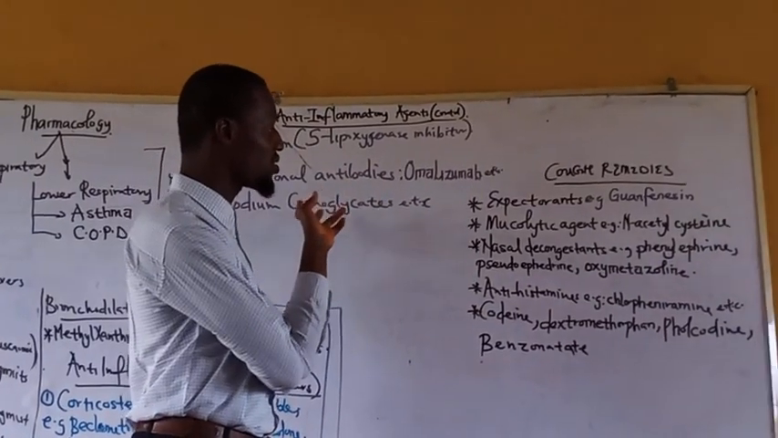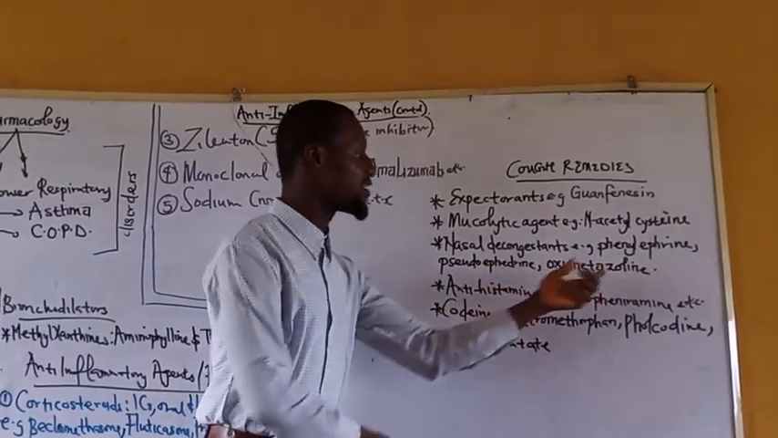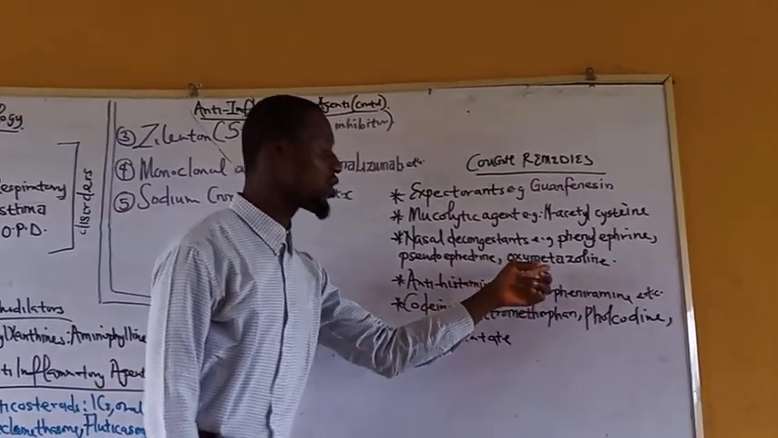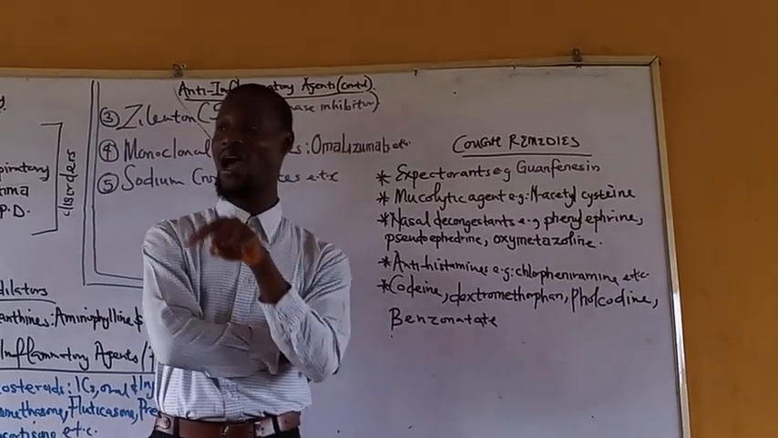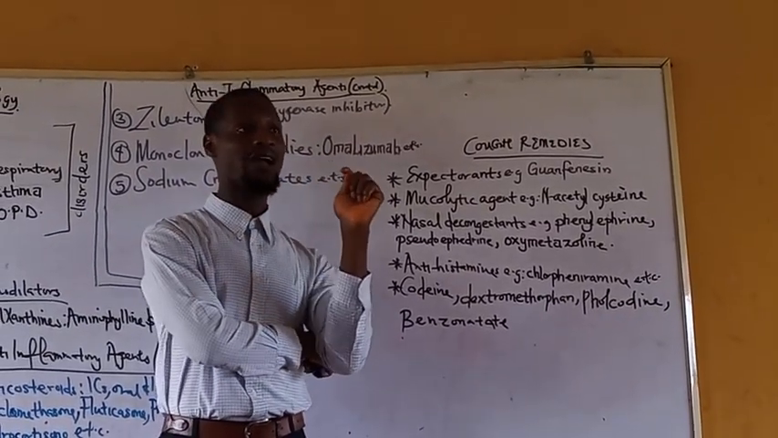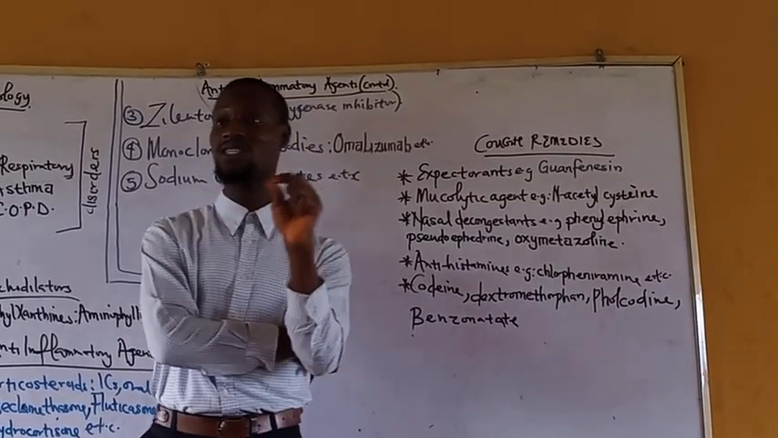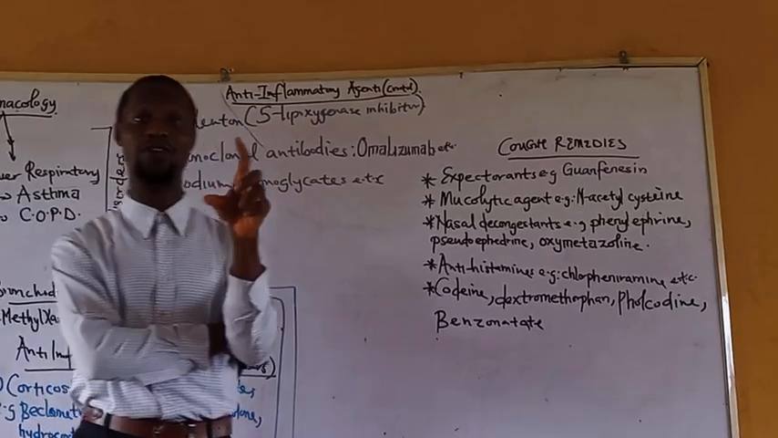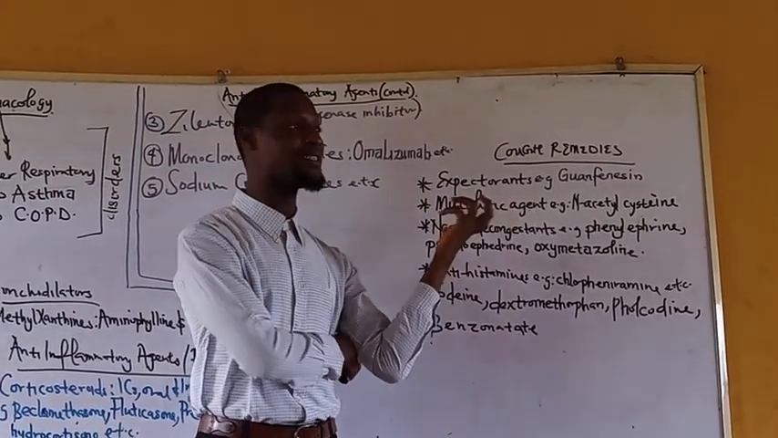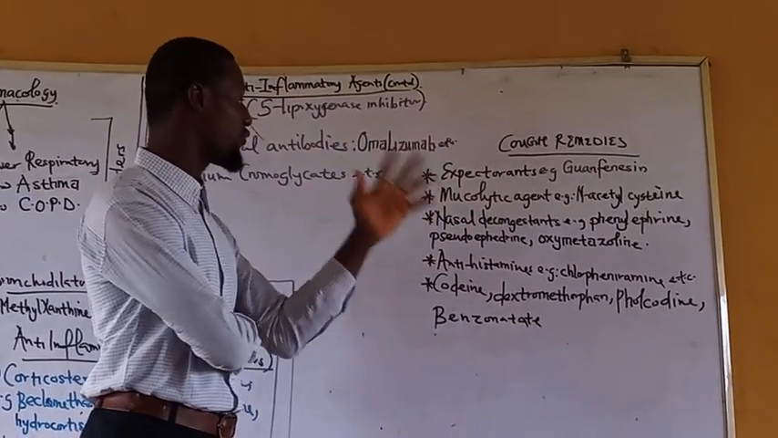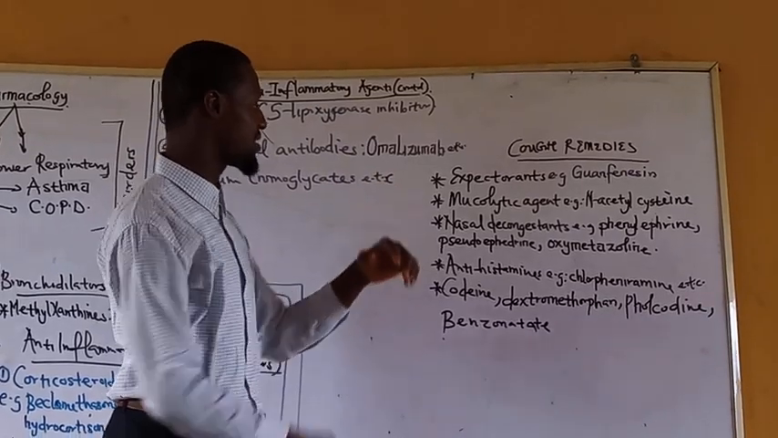For some of those cases, you want to give a nasal decongestant, such as phenylephrine, pseudoephedrine, or oxymetazoline. These drugs act on the alpha-1 adrenergic receptor by causing vasoconstriction. What they do is reduce the diameter of those blood vessels to reduce the congestion and the fluid coming out of the eyes and the nose.